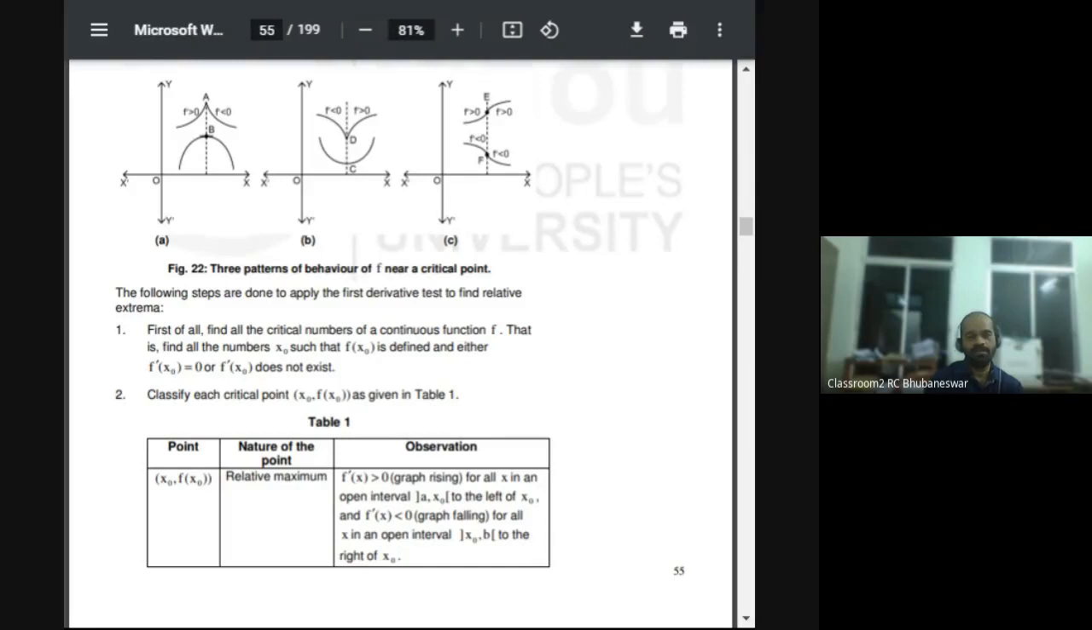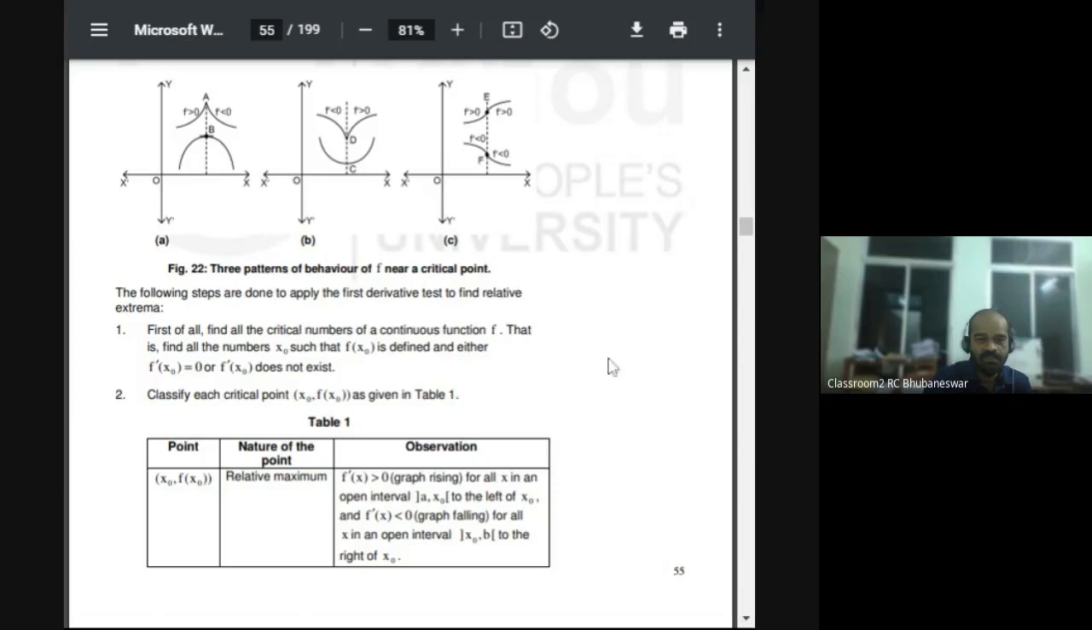Now look at the pattern of sign changes of the function at the point from left to right. When we move from left to right through the point x0 or C, the sign changes from negative to positive. Whenever this type of pattern of sign change occurs, the conclusion will be that the function has a relative minimum at the point x0. So that is the second point of discussion. Now look at the third one.